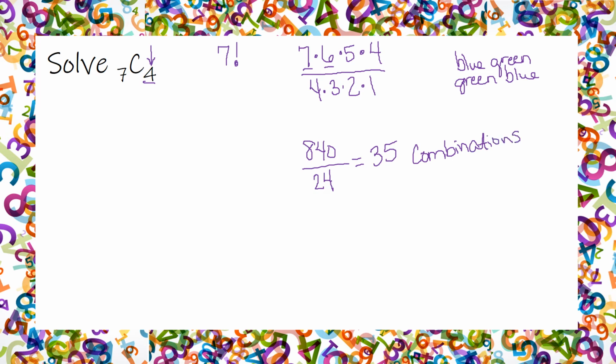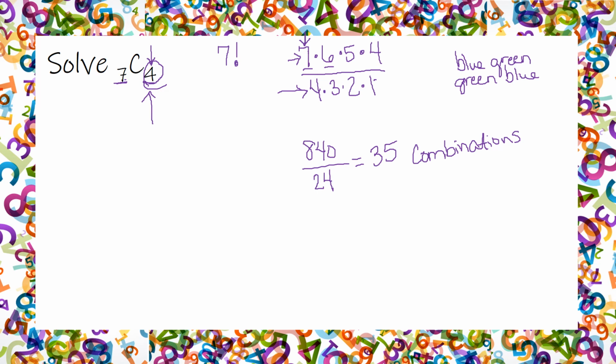So again, what we did, we look at this number here. That is what we start with right here. Then we count down 4 spots. So 7, the next number down is 6, then 5, then 4. That's 4 numbers here on this line. Because it is combinations, we divide by the second number, which is that 4 here, factorial. So that's here.